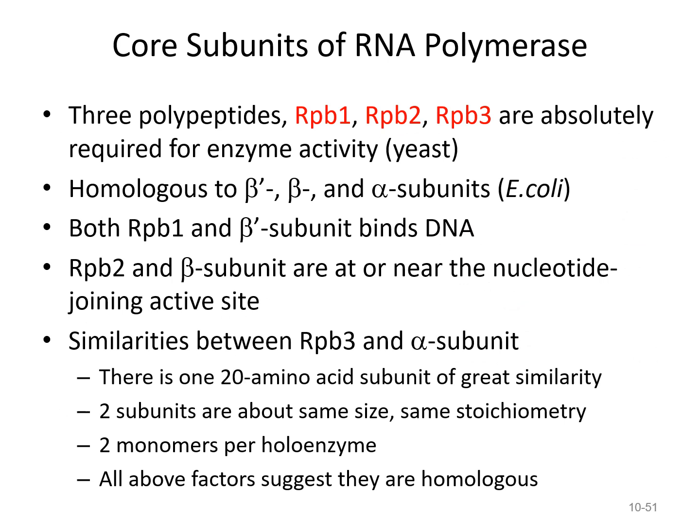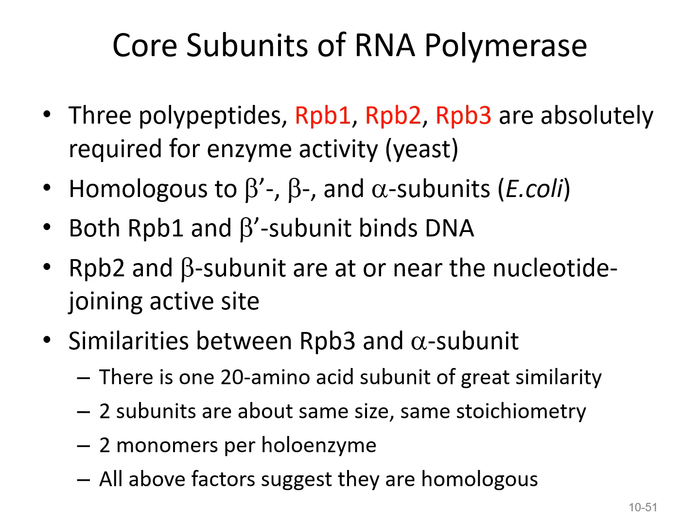So all 3 eukaryotic RNA polymerases are large complexes and contain 10 or more subunits. They are all related to the prokaryotic polymerase and to one another. For example, 3 polypeptides, RPB1, RPB2, RPB3 are absolutely required for enzyme activity in yeast, and they are homologous to the beta prime, beta, and alpha subunits in E. coli. And both RPB1 and the beta prime subunit bind the DNA.